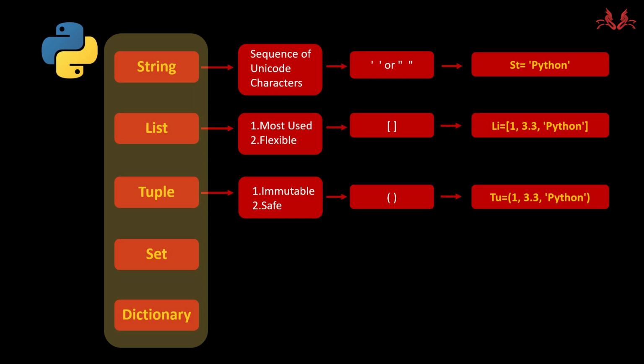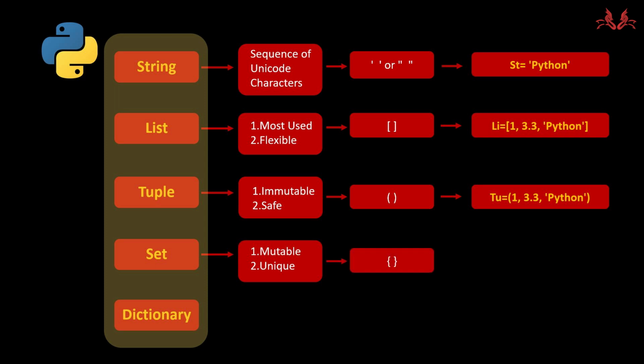Set. The basic features of set are that it is mutable, and the output of elements in a set are unique. And we use curly brackets to enclose the elements, just like that: 1, 2, 4, 5, 7. And you have to notice that the input of elements in a set doesn't need to be unique, but the output of elements in a set does.